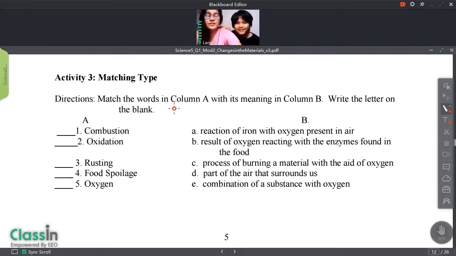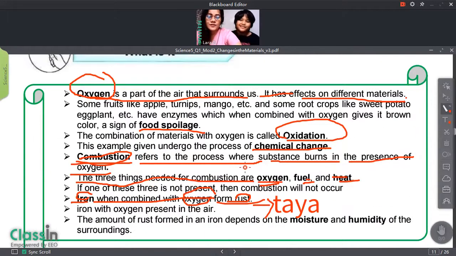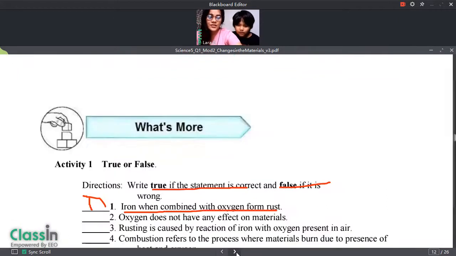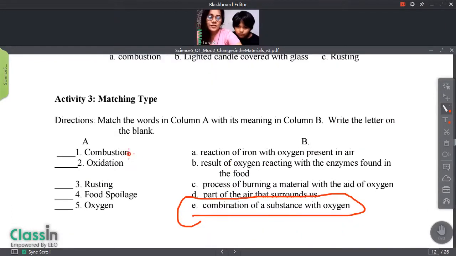So match your words in column A with its meaning in column B. Write the letter on the blank. So combustion. Combustion is letter A, its meaning is B. Combustion is the process where a substance burns in the presence of oxygen. So when it burns in the presence of oxygen, that is combustion.